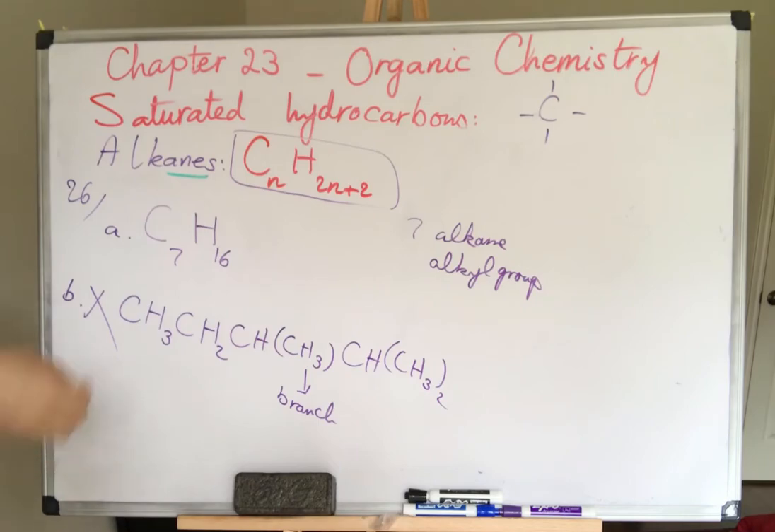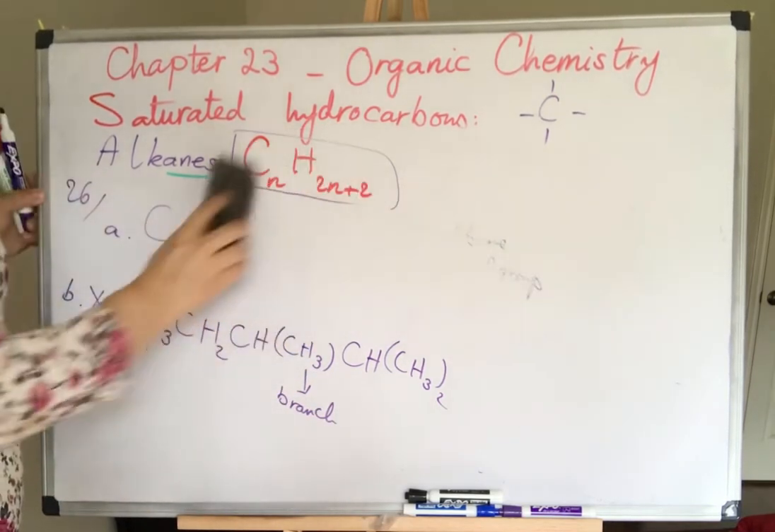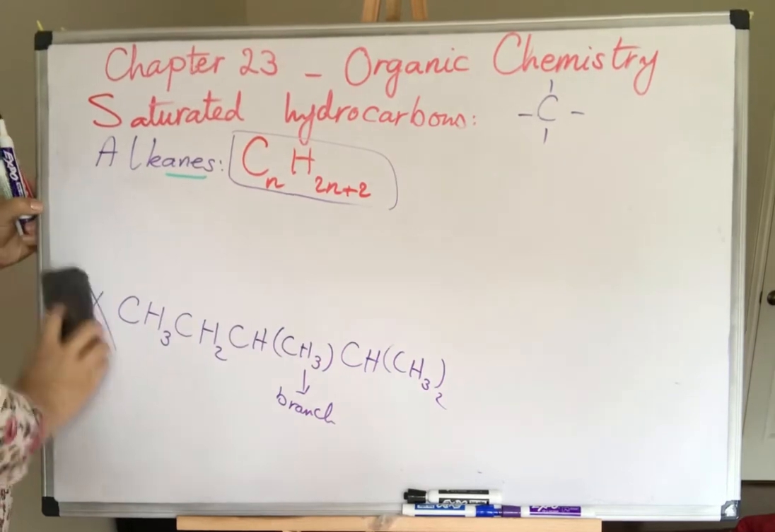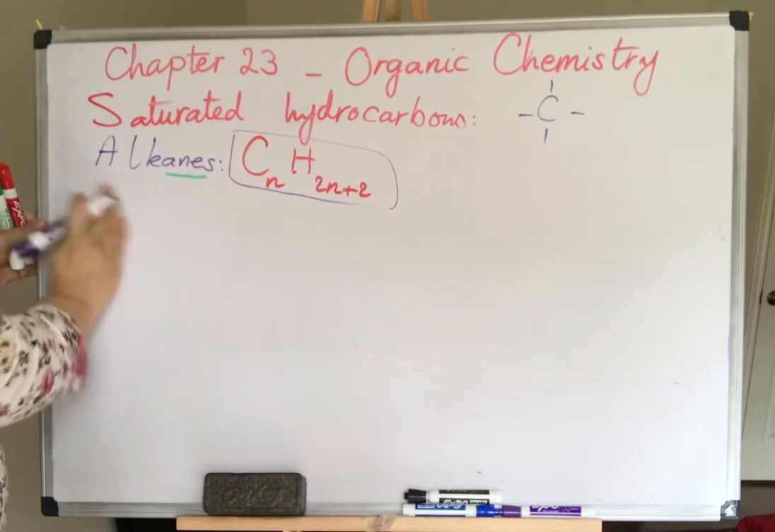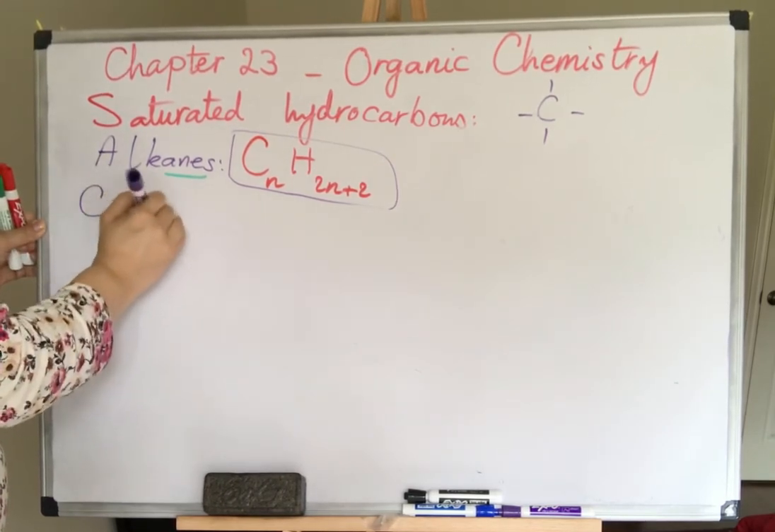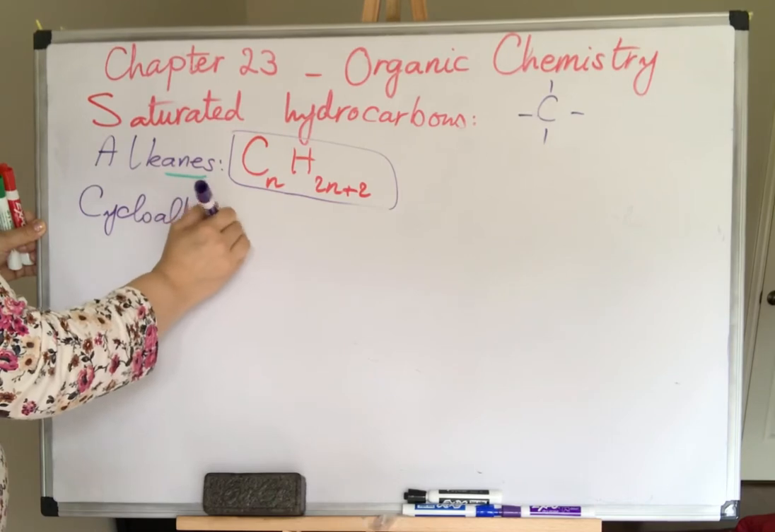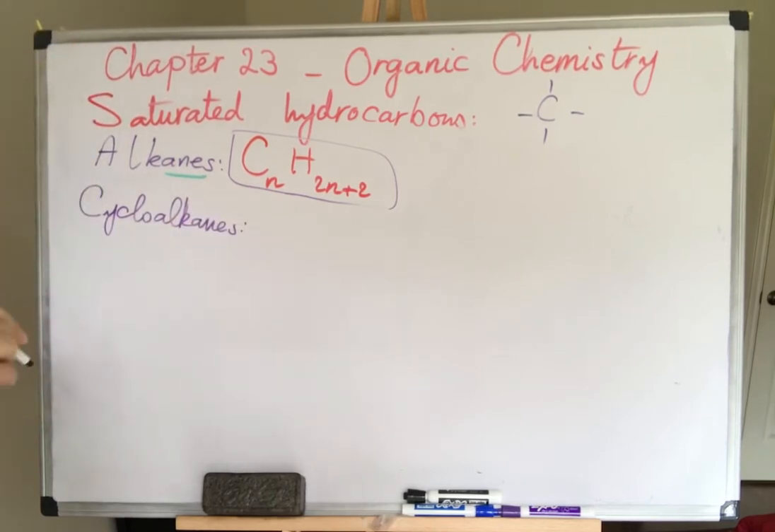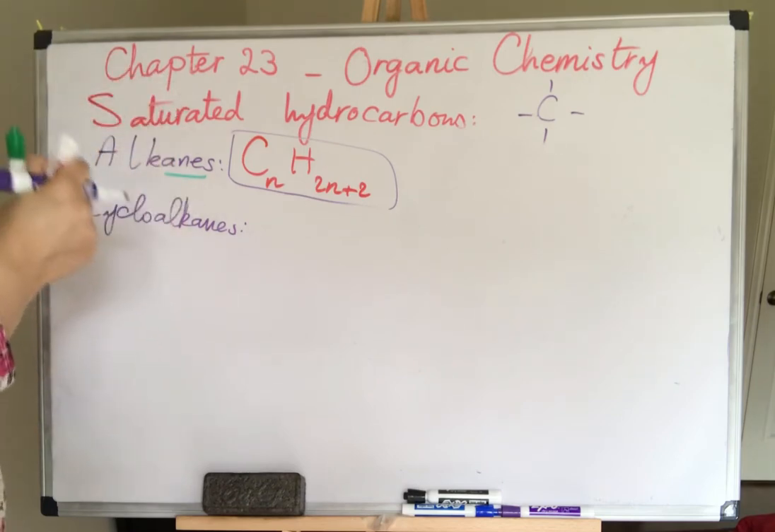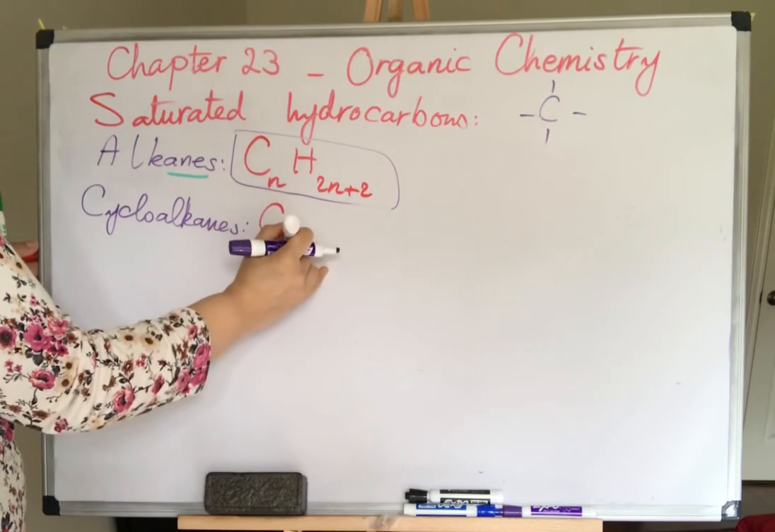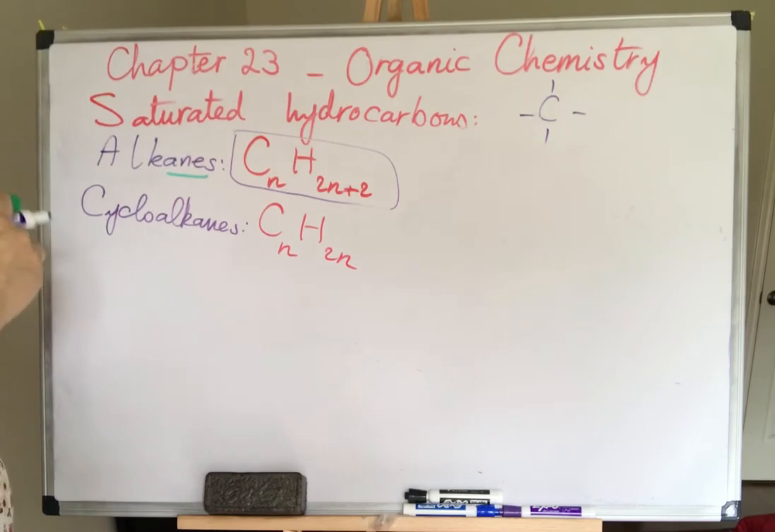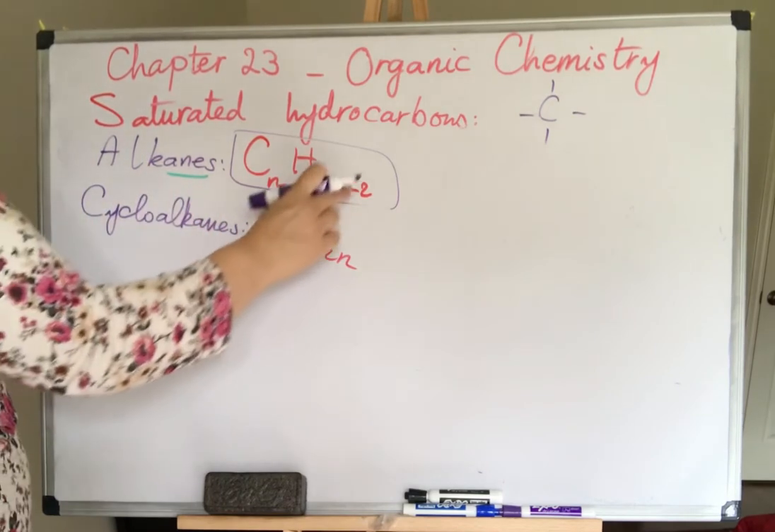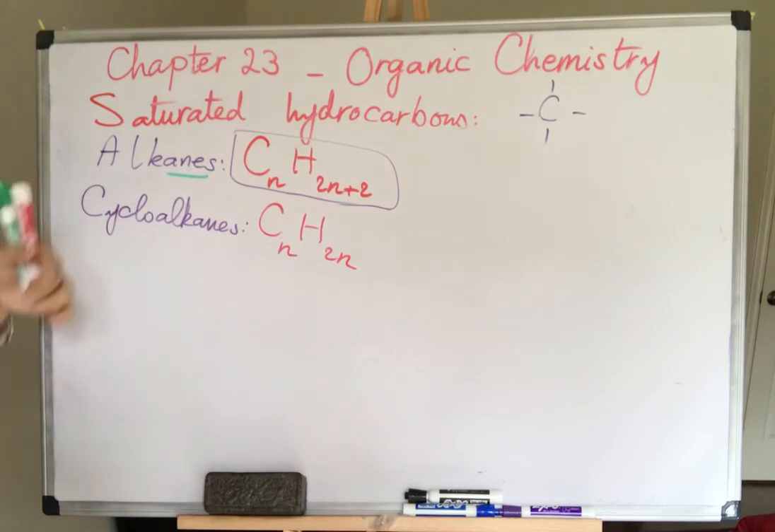Then let's move towards cycloalkanes. Let's see what is the difference between cycloalkanes and alkanes. What happens when you have a cyclic compound like cycloalkanes? They are obviously alkanes, but they are cyclic, in the form of a ring. There is a slight difference between their formulas. The formula of cycloalkanes is CnH2n. They have 2 fewer hydrogens than alkanes.